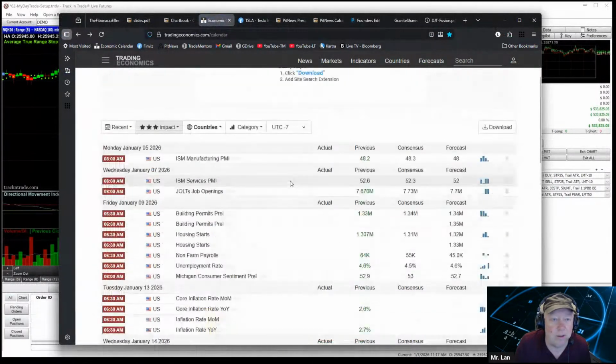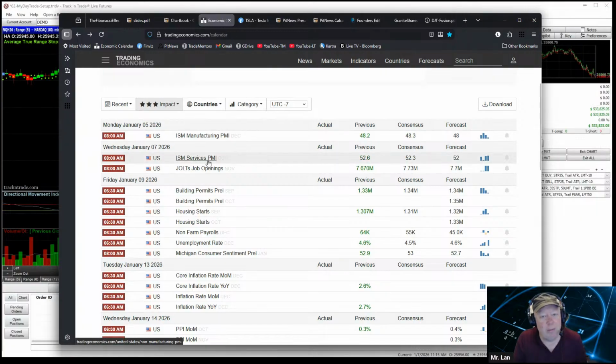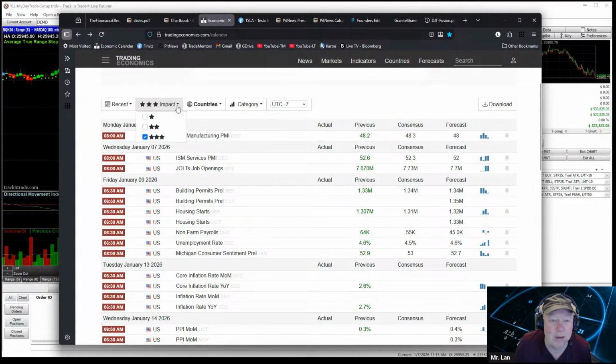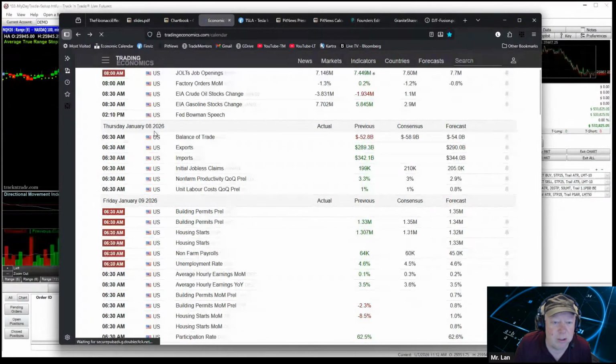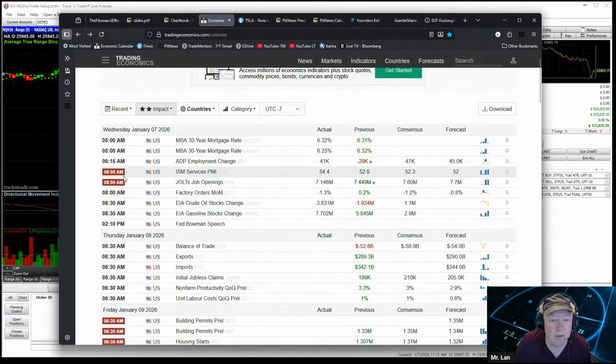All right. So this is called tradingeconomics.com/calendar. Now there's a lot of calendars out there on the web. You can go find one that you like, but in the meantime, use the one I like. It's right here. And I have it set to impact 3. You can do impact 2 because impact 2s move the market too. It's just impact 3s moving the most.